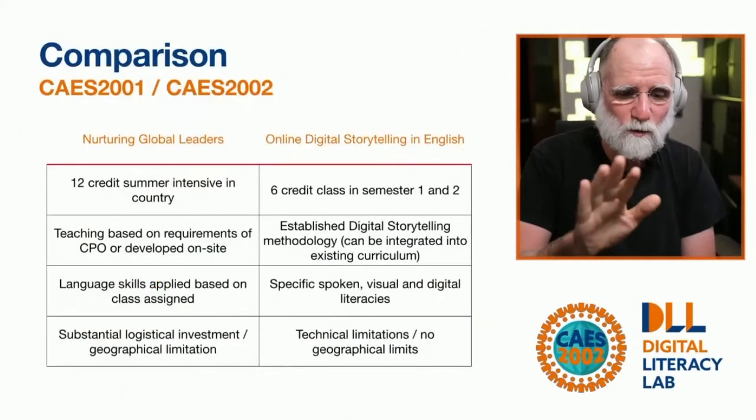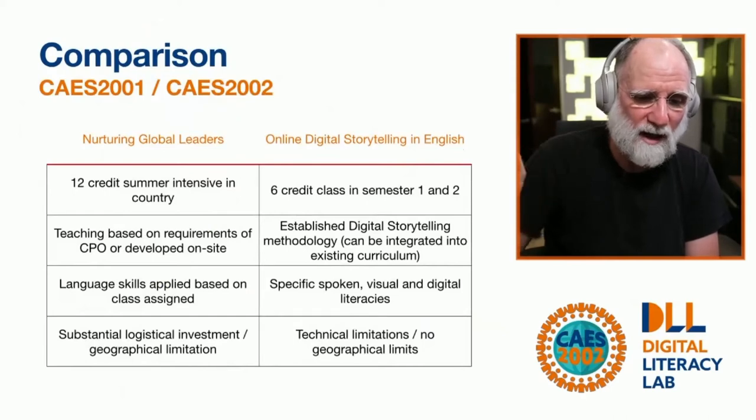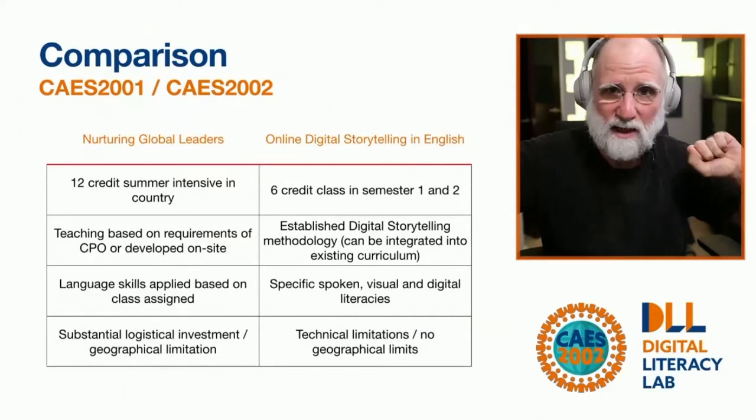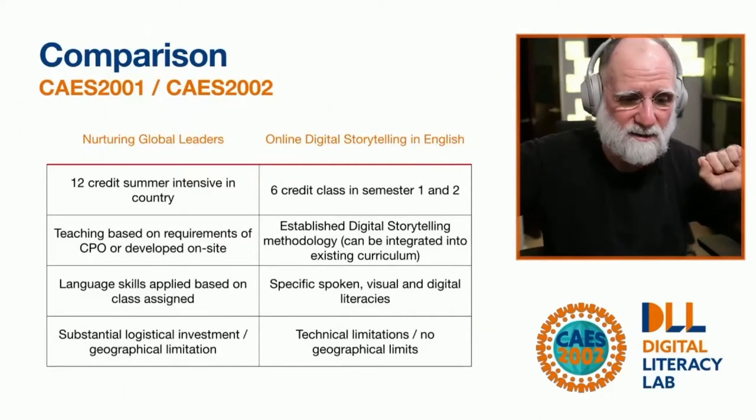So just real quickly, I think I've gone through a lot of the differences. We started with a 12-credit summer intensive. Now we've moved to a 6-credit course that runs during the semester, and so it can be done at the same time as their other studies.